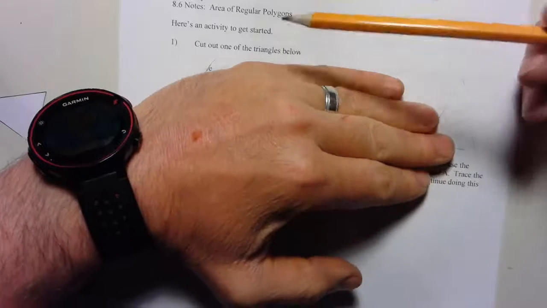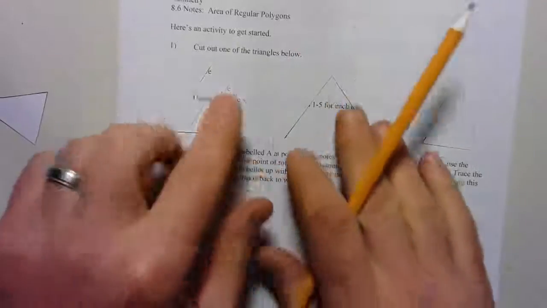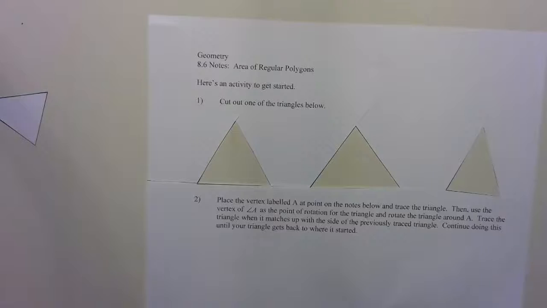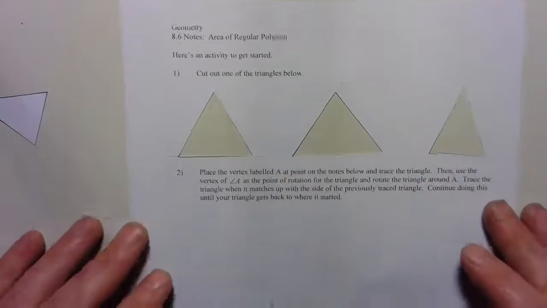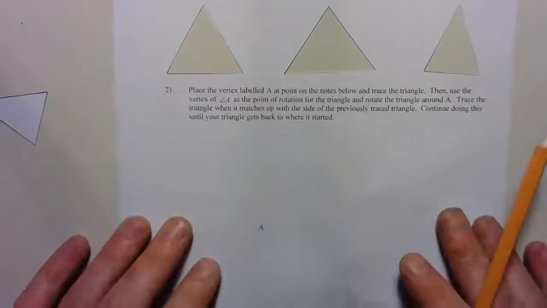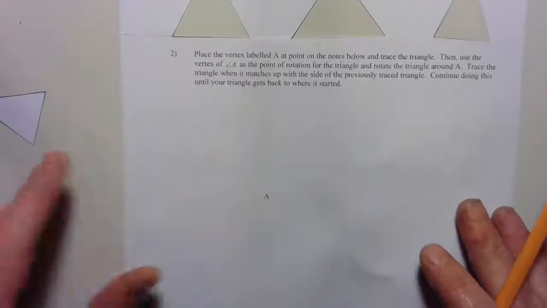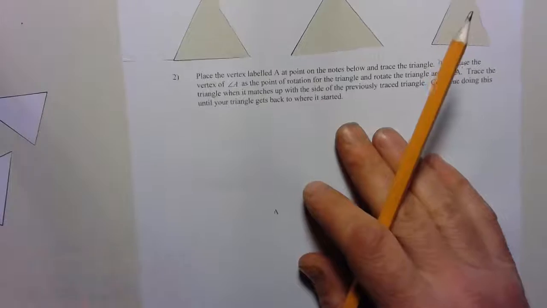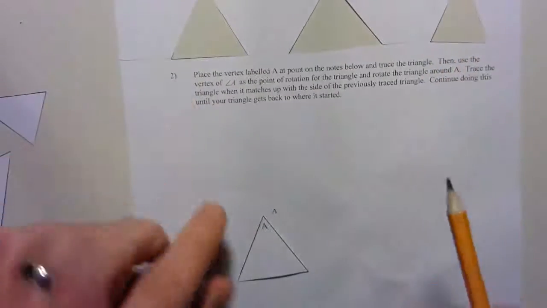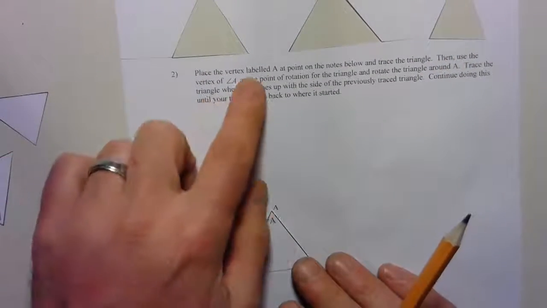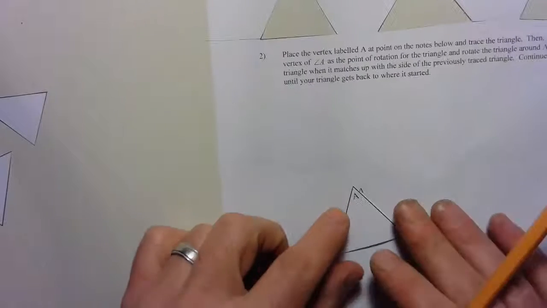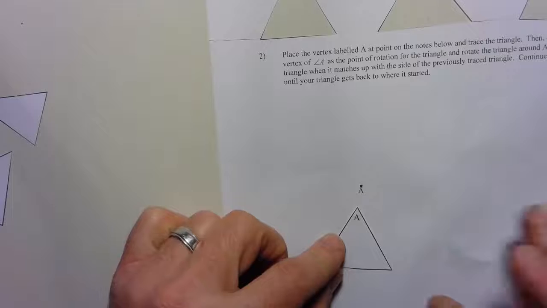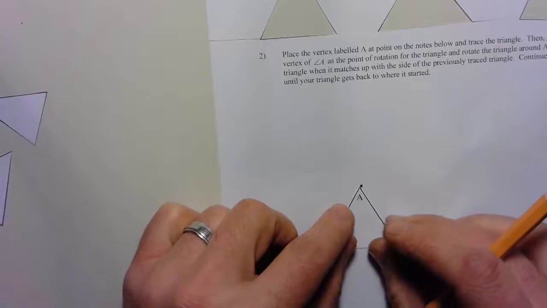So okay, we're going to cut out the triangles, and I was covering that up because I've already cut out all my triangles here. You can see that they're missing. I cut out all three just to be ready here. You can cut out all three, or just one at a time. So we're going to take one of the triangles. It doesn't matter which one you start with. If I cut out this first one, I'm going to take this and place the vertex labeled A at the point on the notes below, and I'm going to put a point on it right here. So just add a point there and put the point of your triangle there, okay?